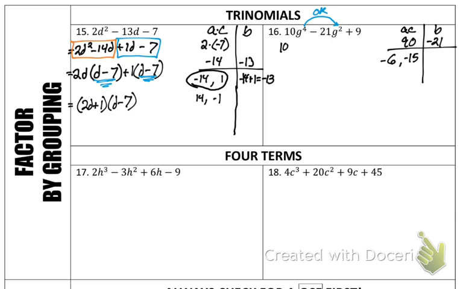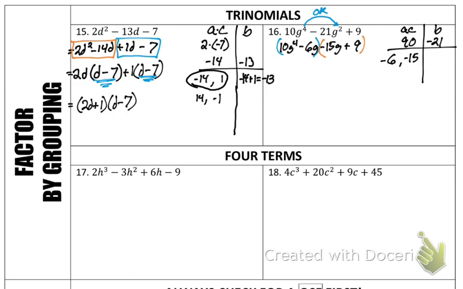We're just going to have 10g to the 4th minus 6g minus 15g plus 9. Factor out the biggest thing you can out of these two, and then factor out the biggest thing you can out of these two. 10 and 6, I bet you can pull a 2 out of there.